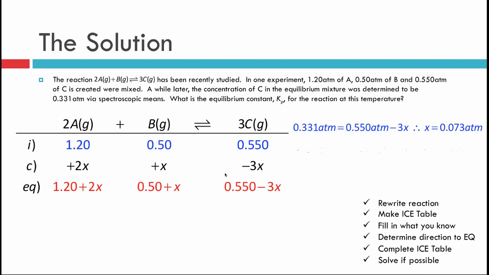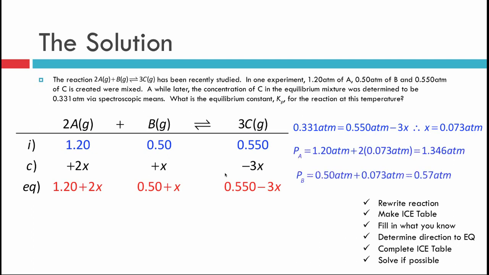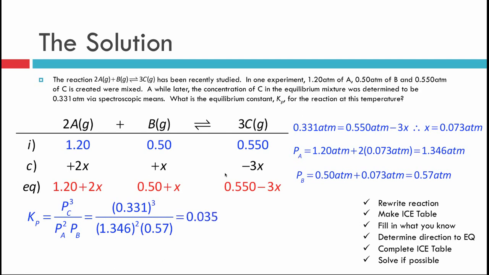Now that we know x, we can find the partial pressure of A and the partial pressure of B. And with those, we can plug them directly into our equilibrium expression in terms of partial pressures, plug those values in, and voila, do the calculation and find that our equilibrium constant is 0.035. There you have it. That's one use of equilibrium in the ice table, in this case finding the equilibrium constant.